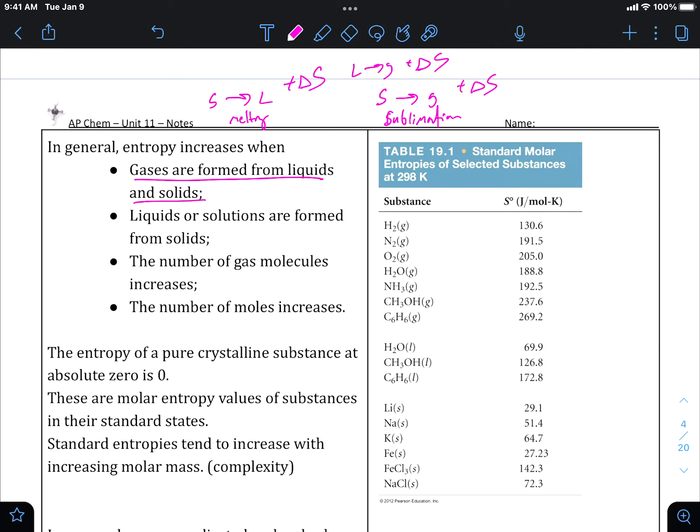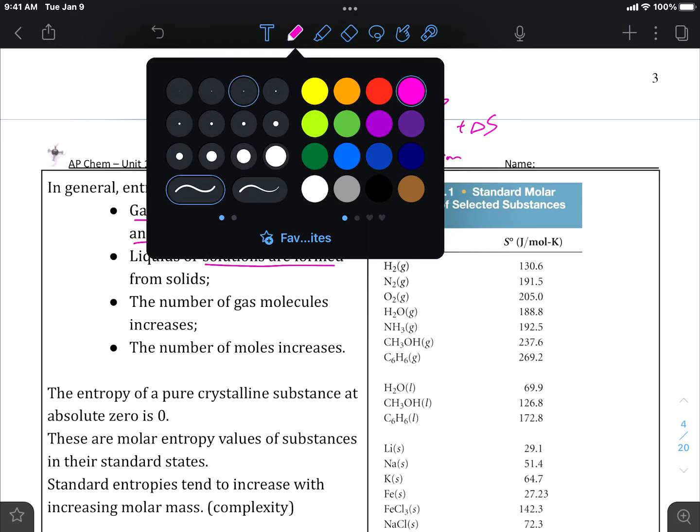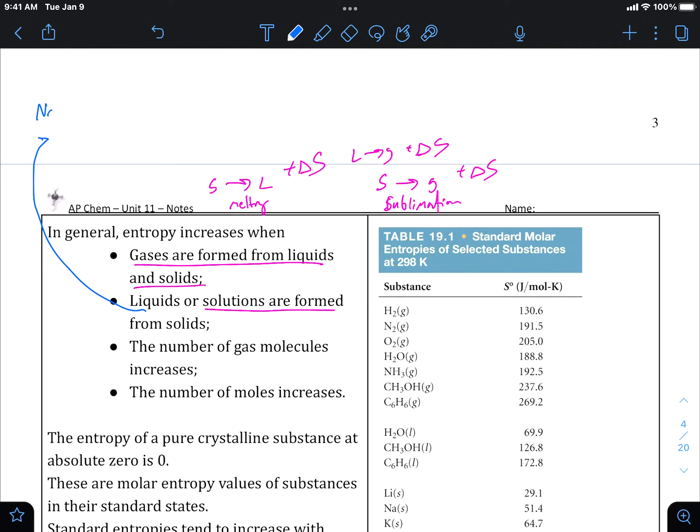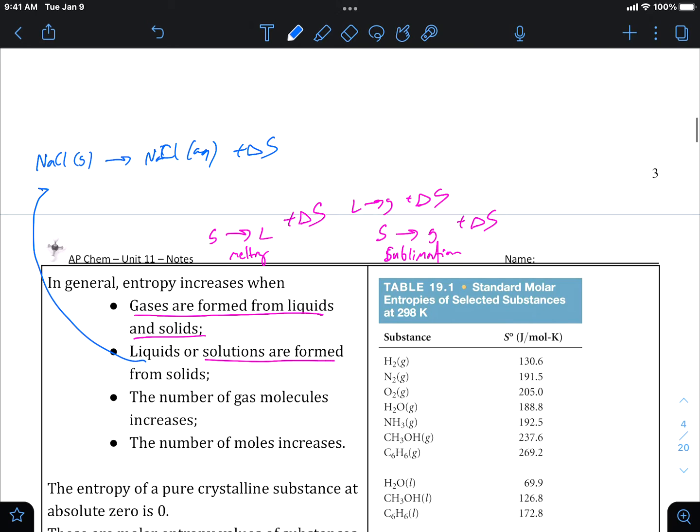Liquids or solutions are formed from solids. Okay, so we already addressed the liquids forming, but what about solutions? If a solution forms, entropy increases. For example, NaCl in solid form dissolving to become NaCl aqueous. Well, what does that mean, aqueous? Aqueous means it has been dissolved. It means the ions are now separated from one another and moving independently throughout the entire solvent. Right? A picture. Here's a chunk of salt. Here's a solution. They're all moving in a solution. Your entropy is much, much higher.